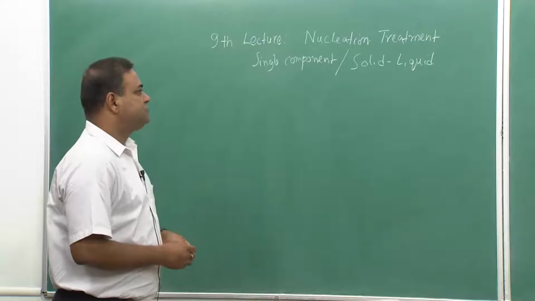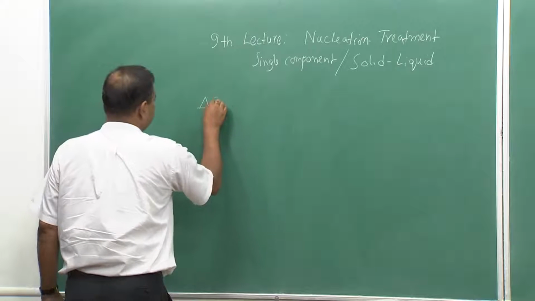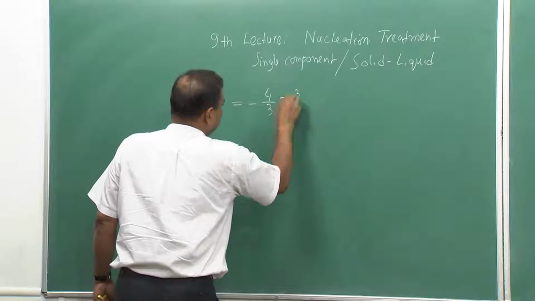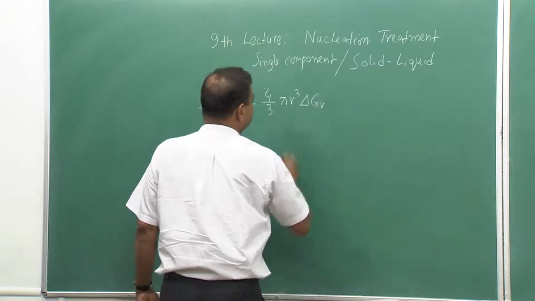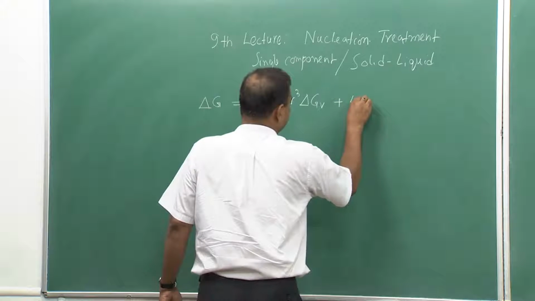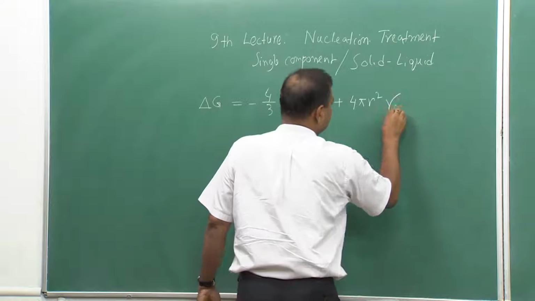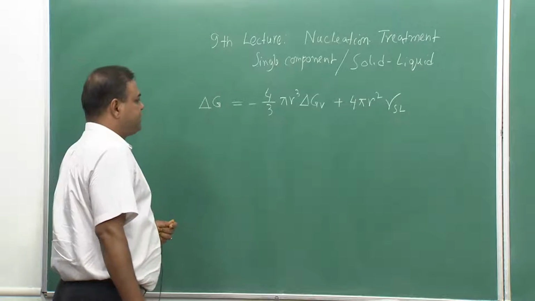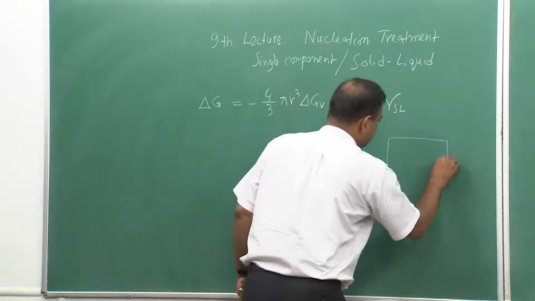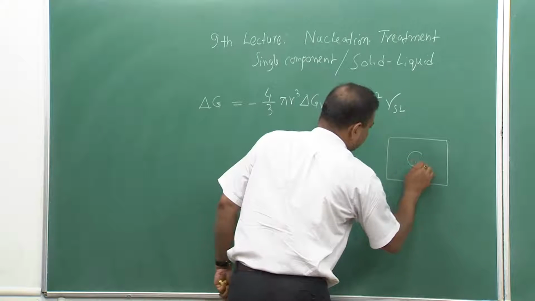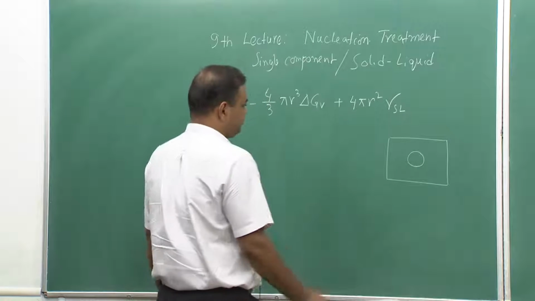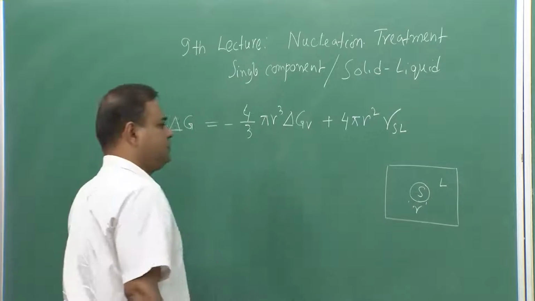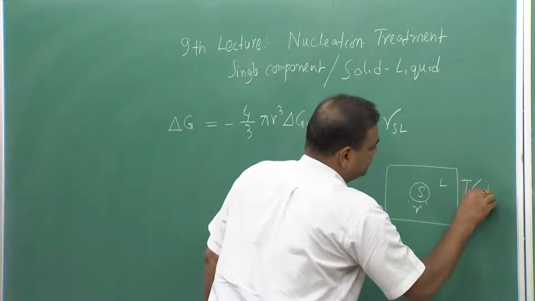Now, in the last lecture we came across this equation, which is del G equal to minus 4 by 3 pi r cube del G V plus 4 pi r square gamma S L. Now, this particular equation we came across considering that in a closed volume I have a spherical solid forming inside the liquid. So, this is solid, this is liquid, and this is of radius r, and this is at temperature T less than Tm.